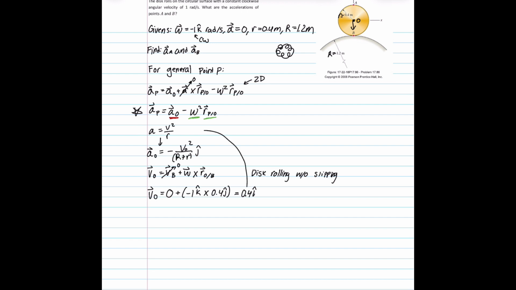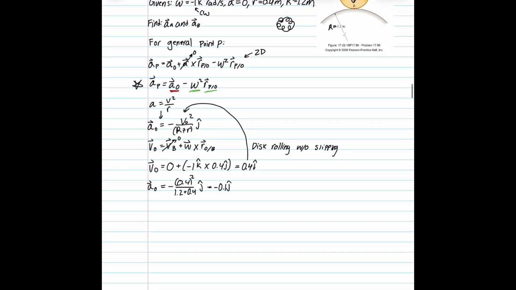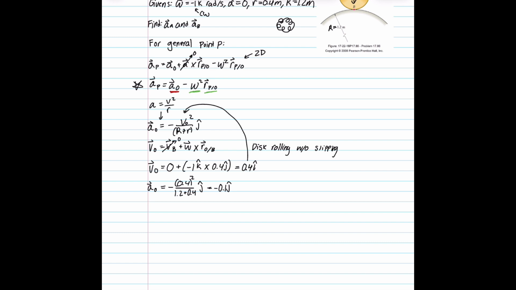So now we know the velocity of point O, so now we can find the acceleration of point O. Let's plug that in, along with both of our radii that they gave us. And then solving that, we get this term to be negative 0.1 j hat. Okay, so now we know the acceleration of point O. That's the only unknown that we have left in that starred equation up above.